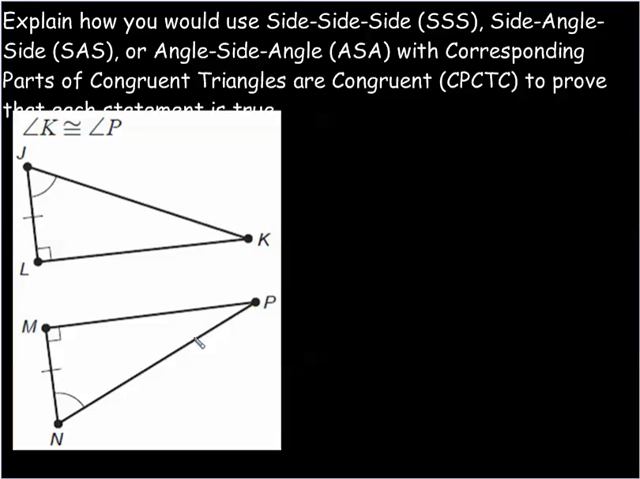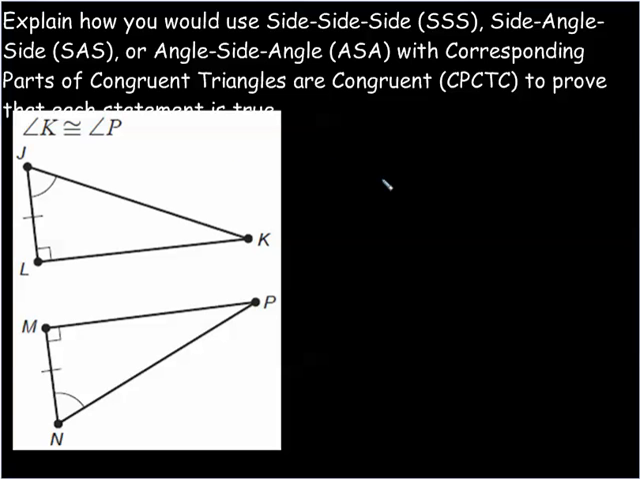So let's look at some examples. It looks like when I transferred these slides, they moved my pictures a little bit. That wasn't very nice. This says, explain how you would use side-side-side or angle-side-angle with corresponding parts of congruent triangles are congruent, CPC-TC, to prove that each statement is true. When they say each statement, they're talking about different problems. We're just wanting to prove right now that angle K is congruent to angle P.